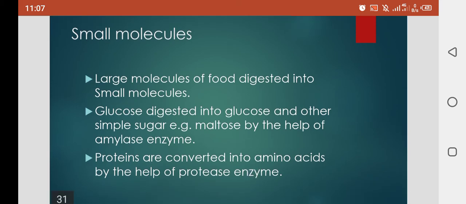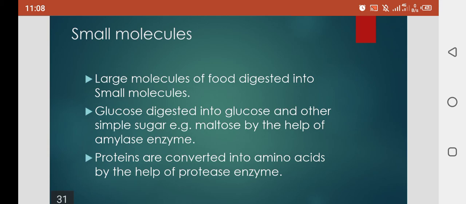Now, coming towards the next topic, which is about small molecules. Large molecules of food are digested into small molecules. Clear? Large molecules of food are digested into small molecules because we need energy and our body cannot take in large molecules, because this energy has to be taken to every cell of the body. So they must be broken down into small molecules. Carbohydrates are digested into glucose and other simple sugars like maltose by the help of amylase enzyme.